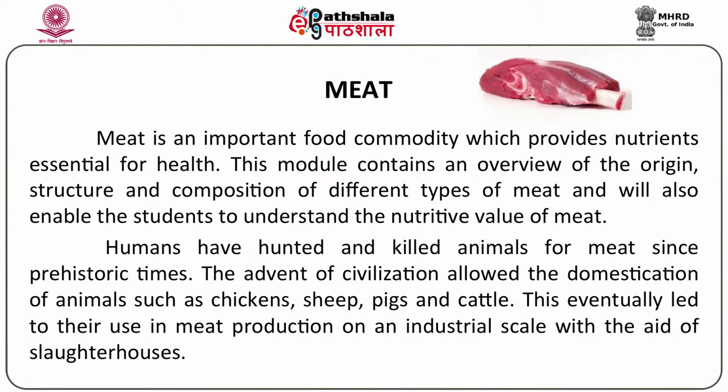So today I'm going to be giving you an overview of the origin, structure and composition of different types of meat, and I will also enable you to understand the nutritive value of meat. Meat is an important food commodity which provides nutrients essential for health. Humans have hunted and killed animals for meat since prehistoric times. The advent of civilization allowed the domestication of animals such as chickens, sheep, pigs and cattle. This eventually led to their use in meat production on an industrial scale with the aid of slaughterhouses.